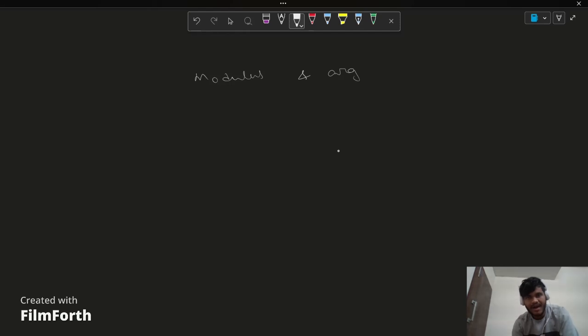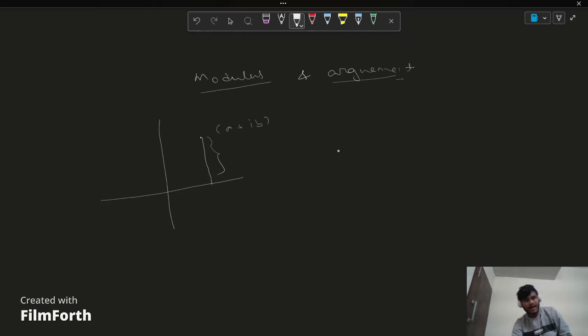Now let us see what are modulus and argument. Those are very important concepts in complex numbers. Many questions are regarding this only. Now, if we have a point a plus bi, the height is b, the base is a. The modulus is nothing but the distance from the origin to the number.